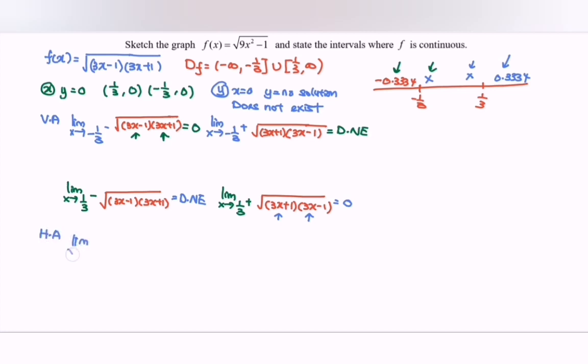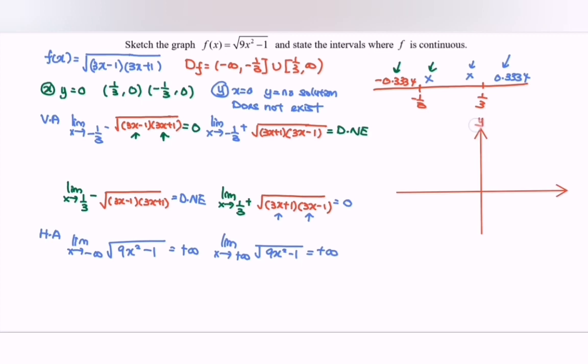The limit when x approaches negative infinity of the square root of 9x squared minus 1. If we substitute negative infinity, we will have positive infinity. The limit when x approaches positive infinity for the function 9x squared minus 1, the value of y will be approaching positive infinity. So kindly refer to the graph.